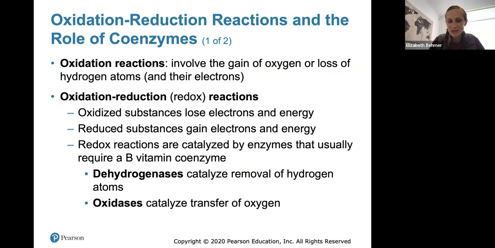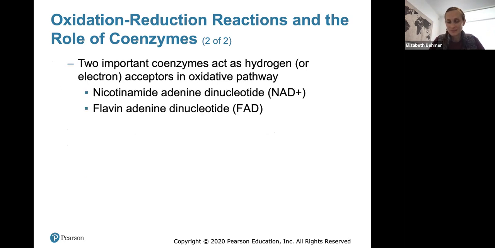You don't need to know specifically, but you have different kinds of enzymes which catalyze these processes. A dehydrogenase will remove a hydrogen atom, and an oxidase will transfer an oxygen. These are 2 main important coenzymes that act as hydrogen or electron acceptors in the oxidative pathway. And these 2 will be really important for accepting excess hydrogen or excess electrons. They will carry these excess hydrogens and electrons to the final step of cellular respiration called the electron transport chain.